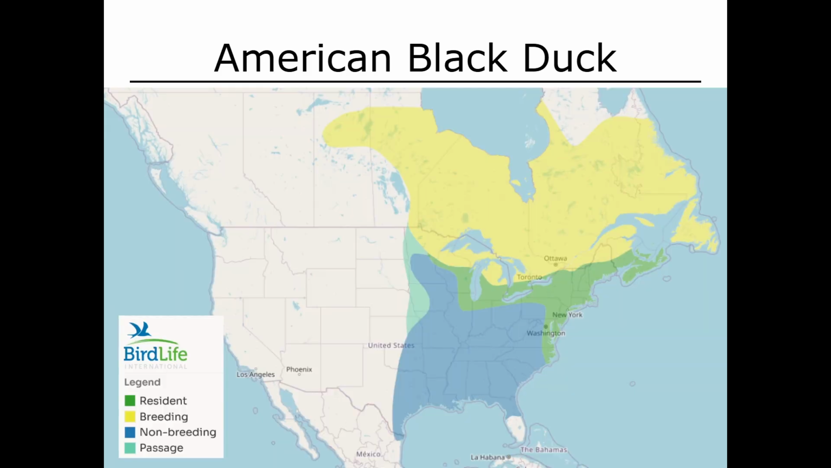And unlike the mallard, the American black duck is only found in eastern North America. But like the mallard, their breeding range is in the northern part, and then they are resident more in the southern part of the Maritimes.